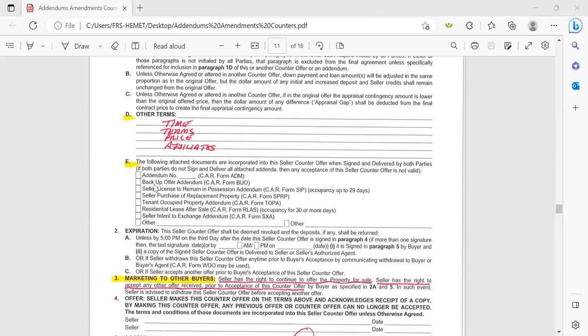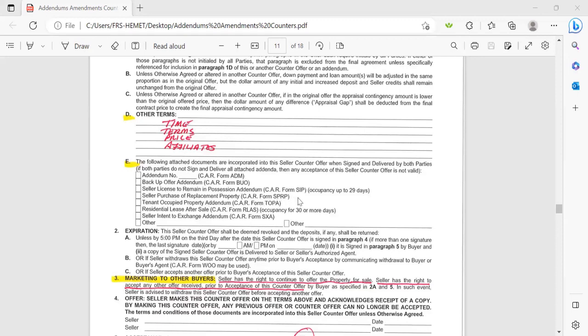Or I want this, okay, you accept another offer. I would like this to be held as a backup offer. So I check this backup offer space, and then I fill out a form that says backup offer. Seller license to remain: that becomes part of the contract. I want to remain as a seller. I want to remain in the property for 15 extra days. That form we just went over, you would fill out. Seller purchase or replacement property.